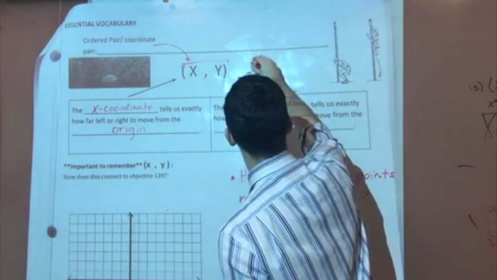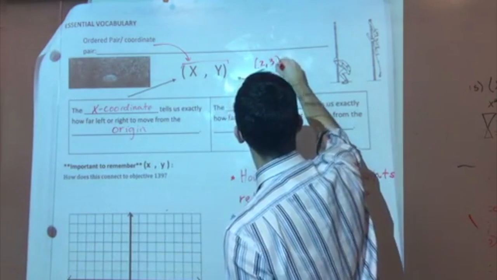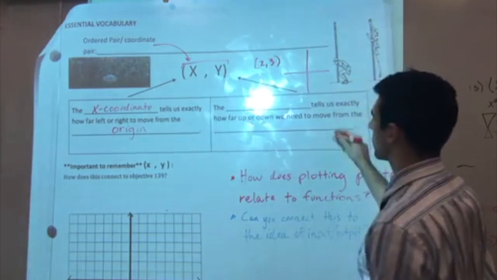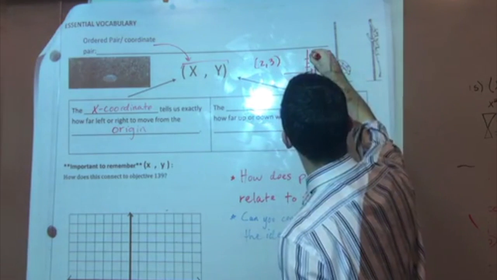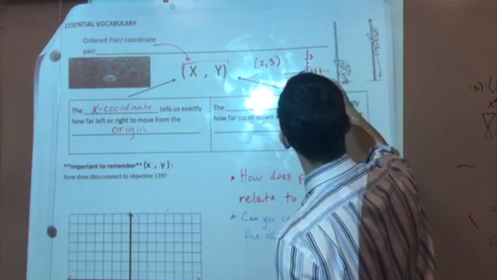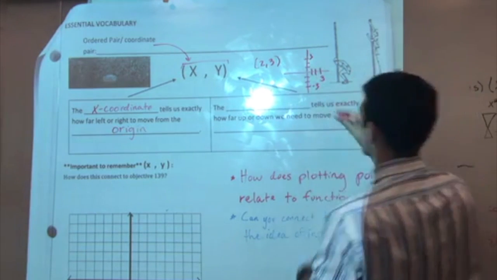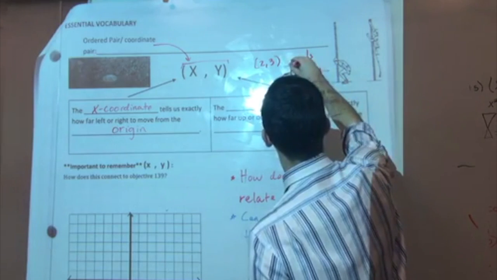So let's give an example. Let's say we had the pair 2, 3. I'm going to do a really quick sketch of a coordinate plane. So 1, 2, 3. So it's a positive 3, 1, 2, 3. It's a negative 3. This is the negative part of the y-axis, and negative 3.